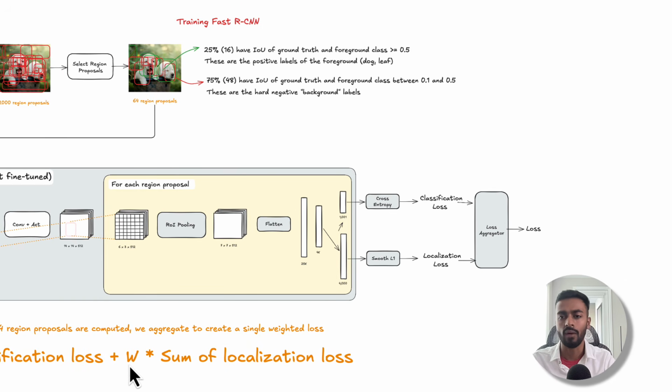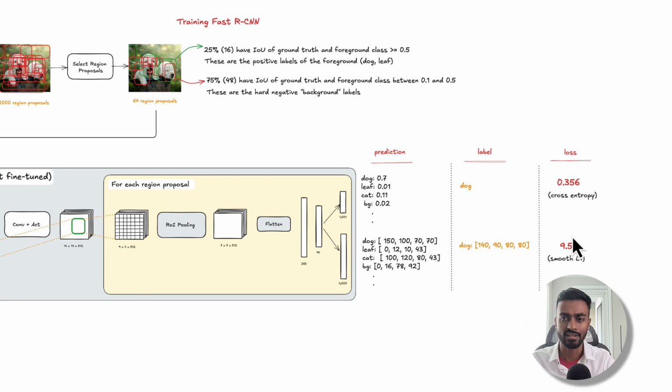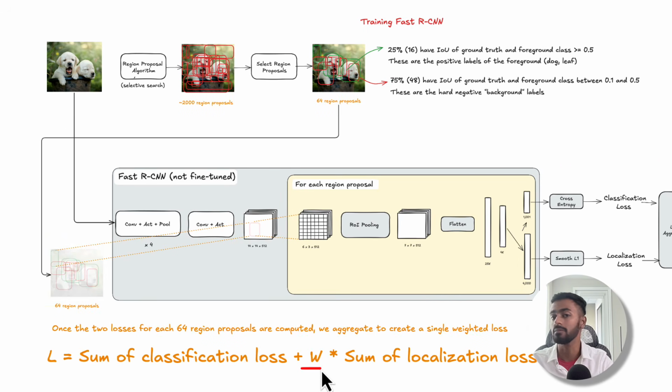And this is kind of required because you see the scale of these losses are quite different, right? The scale of this localization loss is much higher. And in order to prevent this from getting too much weight when updating the weights of the network, we can scale it down using this W hyperparameter over here. And hence, we compute the loss.